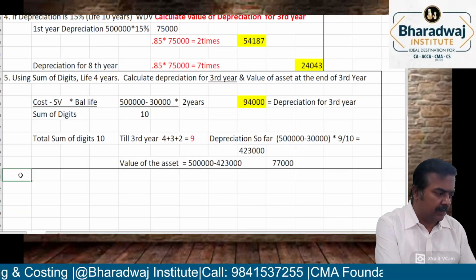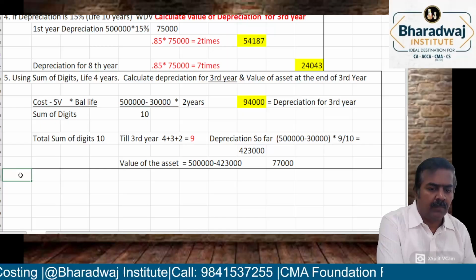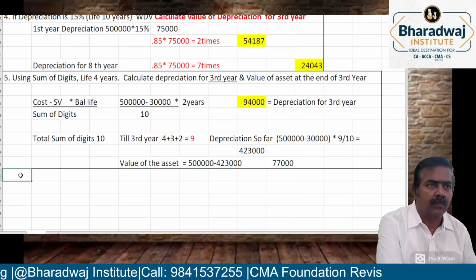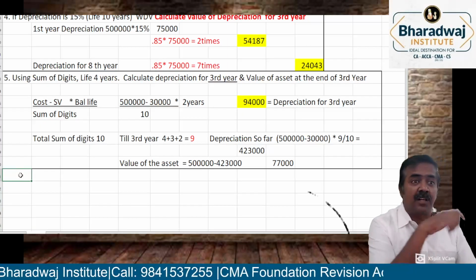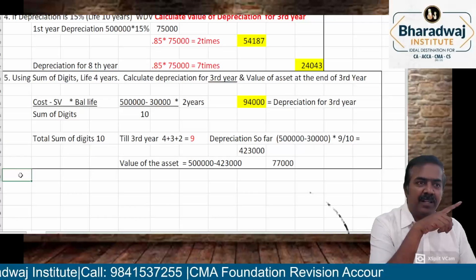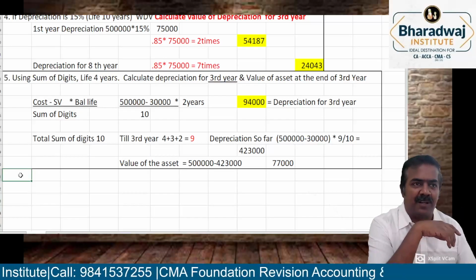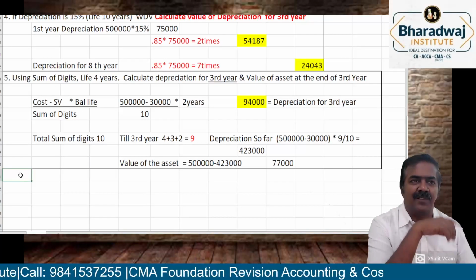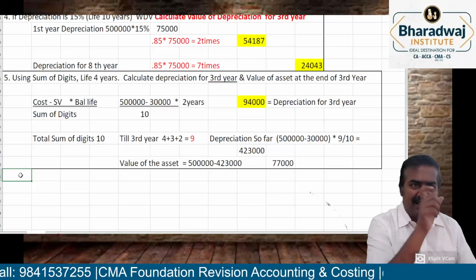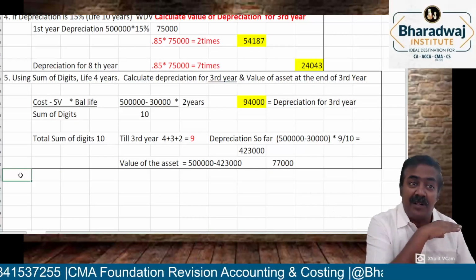So you said 5 lakhs minus 30,000 into 1 by 10. We already took scrap and again we added? No, we reduced the scrap value. 5 lakh minus 30,000, we eliminated scrap value. So we depreciated only 4,70,000, with 1 by 10 left. Scrap value will be there at the end of the year. Scrap value is not depreciated.